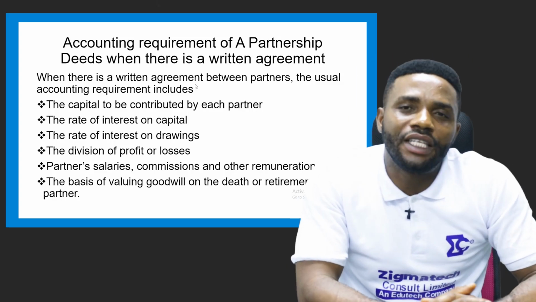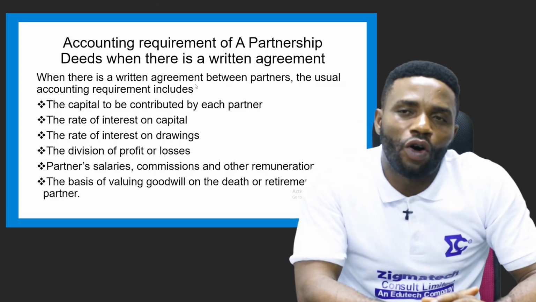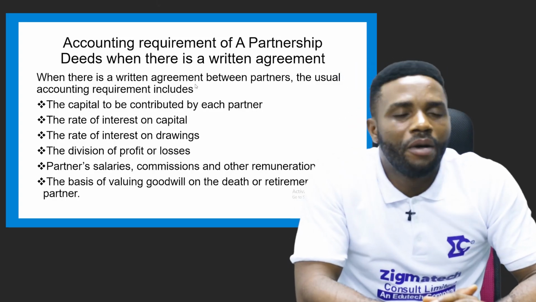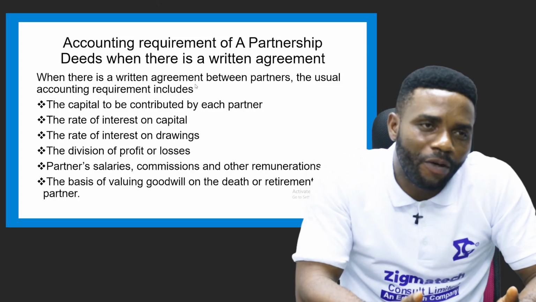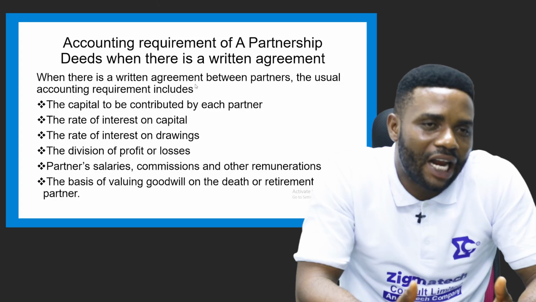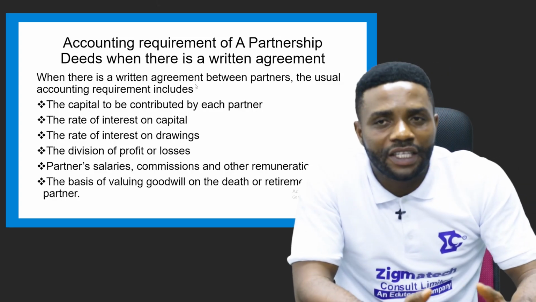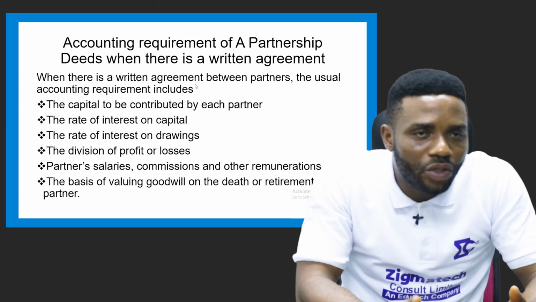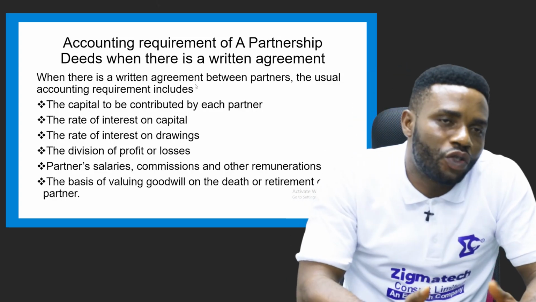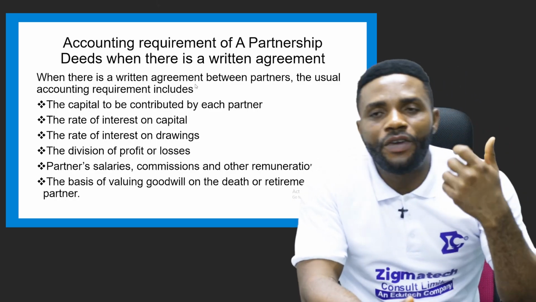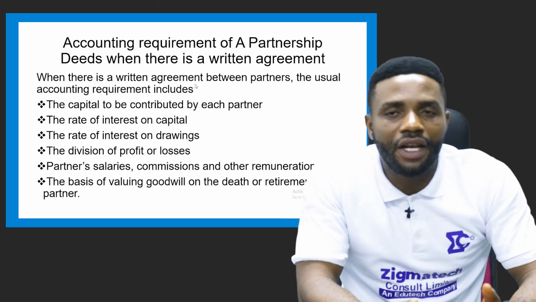The next one is the division of profit or losses. How do we intend to share our profit? Should we share our profit equally? Is there a particular ratio in which we can share our profit? Is it 2:1:3, or 1:2:3, or 3:2:1? Partners will also agree on their profit or loss sharing ratios.